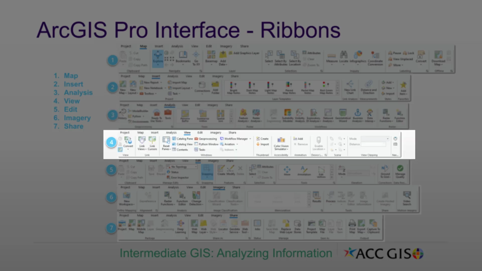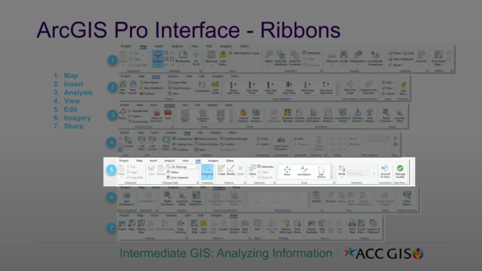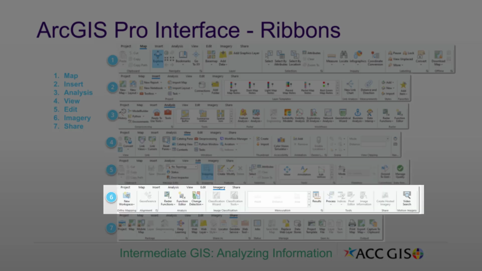The view ribbon, I don't use that very often. I use the view ribbon when I lose track of something. So for example, if I can no longer find the catalog pane or the contents pane, which occasionally accidentally get turned off, I'll go to the view ribbon and turn those back on. The edit ribbon allows us to create or modify features or records in our vector layers and or tables. The imagery ribbon includes functions that allow you to work with raster data. In the demonstration, you'll actually utilize the imagery ribbon to georeference an image, and we'll use it a lot more later in the semester when we analyze raster data.